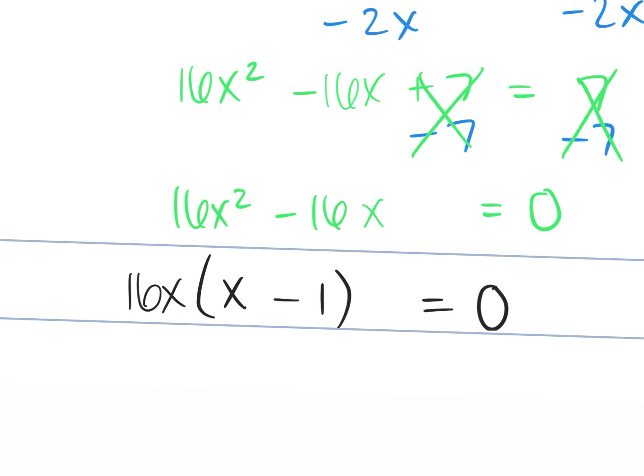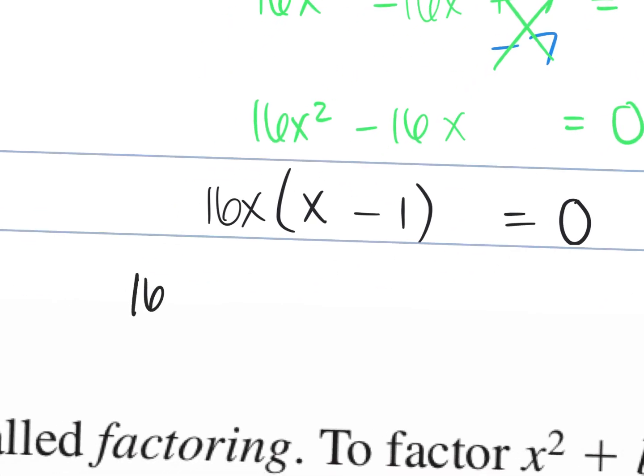Do you guys agree that 16x is being multiplied by x minus 1? You all agree that that's multiplication? If I'm multiplying and I get 0, what does one of the numbers have to be? 0. So that's why I'm able to set each of these equal to 0, because one of them has to be 0. Do you guys agree? So 16x equals 0, and x minus 1 equals 0. Now we solve them.